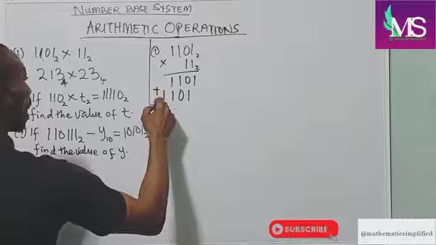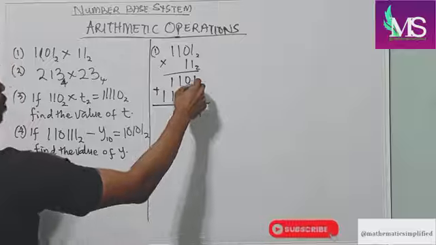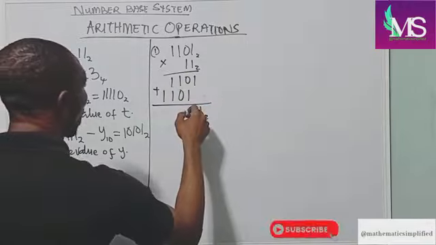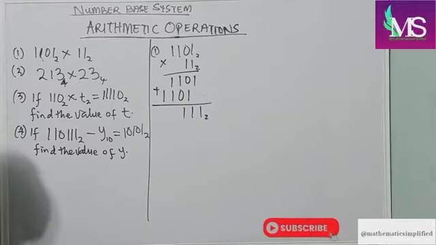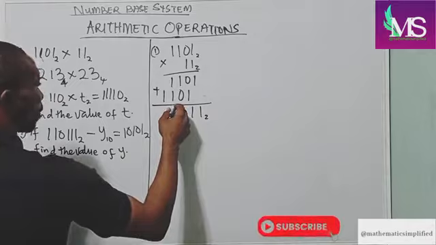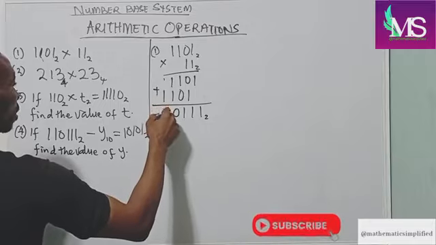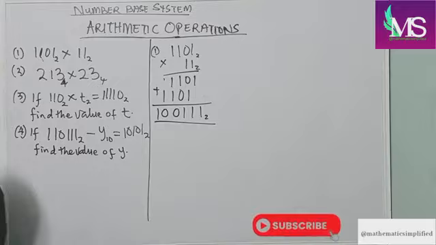So we now add. Now 1 plus 0 is 1. Remember it's in base 2. 0 plus 1 is 1. 1 plus 0 is 1. 1 plus 1 is 2. Just like we always do. 2 minus 2, we have 0, carry 1. 1 plus 1, 2, write 0, carry 1. So multiplying this, we have this as this.